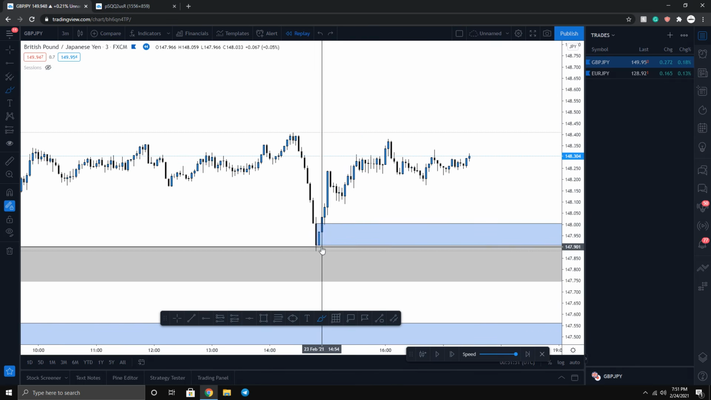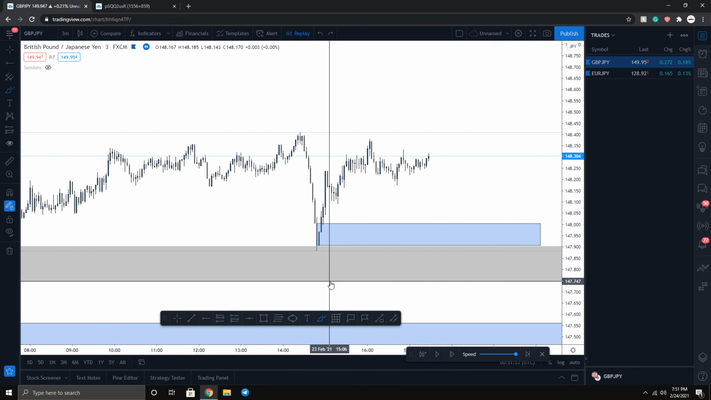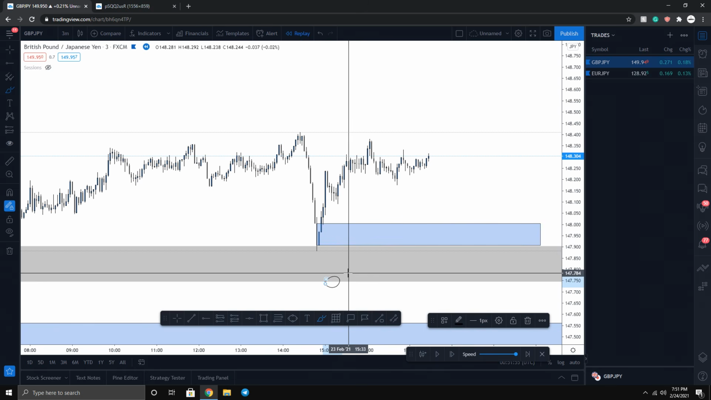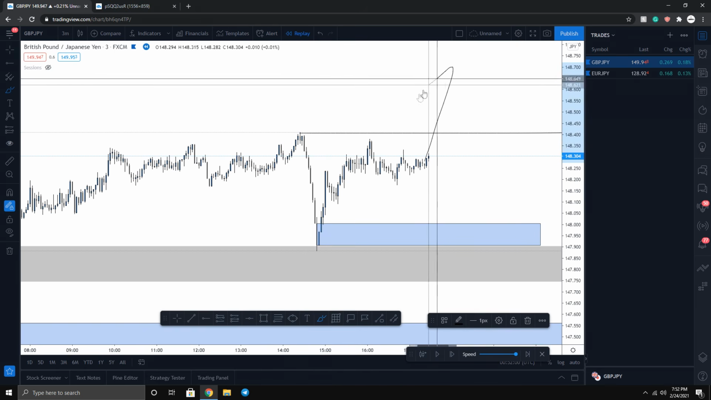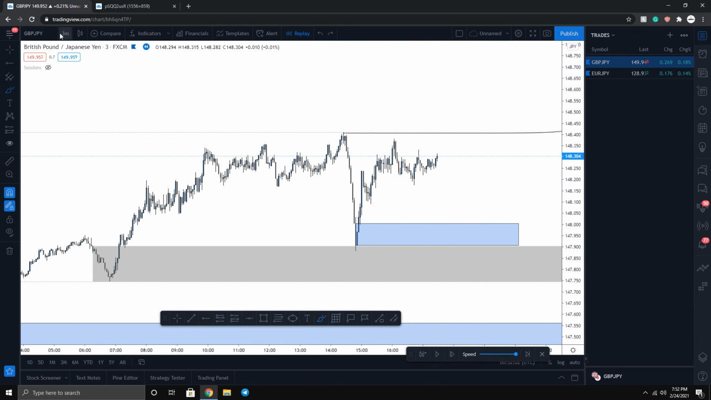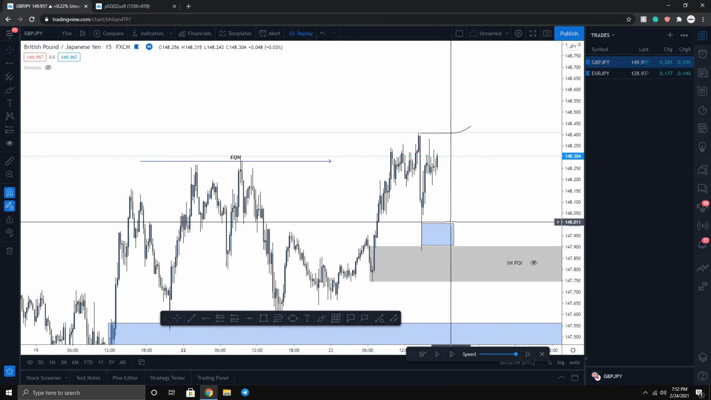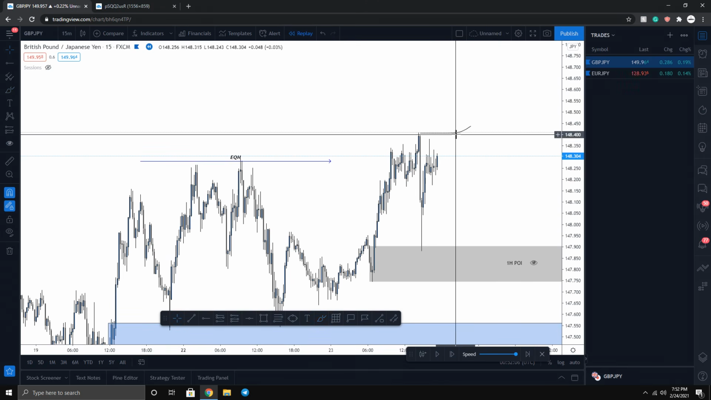Instead, what I should have done is I should have entered over here. If the market went below, I would have got stopped out. And if the market continued going up and breaking these highs, I would have held this trade going higher. So this is where I did mess up. I'm not going to take any credit for this trade. I did not enter this.